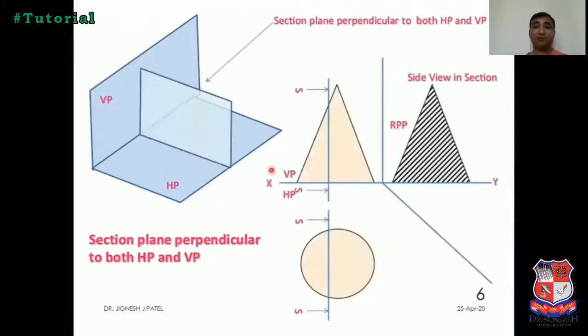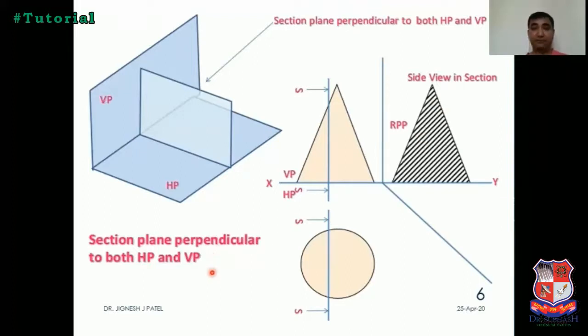Now here, the section plane perpendicular to both HP and VP. It is perpendicular to both HP and VP, so it is a profile plane, so we can represent it on the front view as well as the top view both. So the section view you can see in the side view. In the side view you get the sectional view when the section plane is perpendicular to both HP and VP.